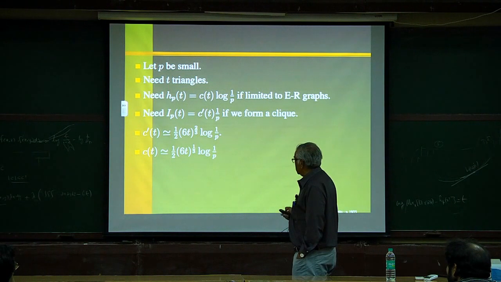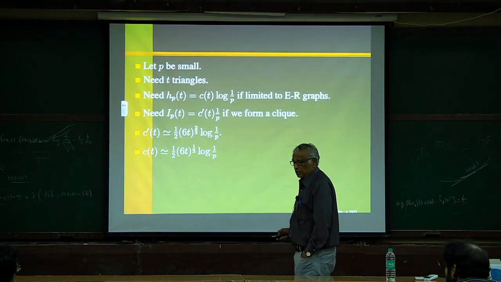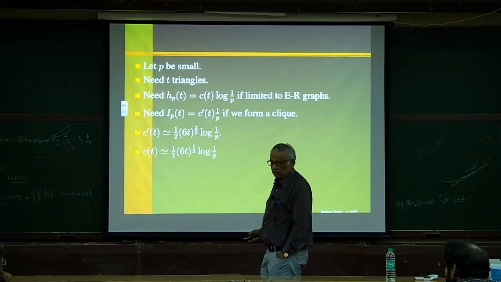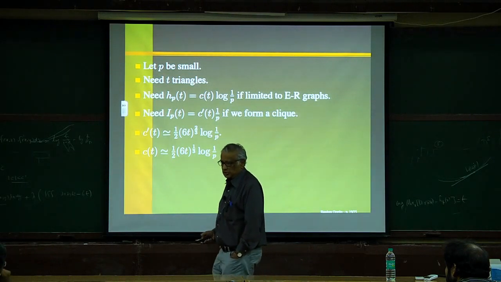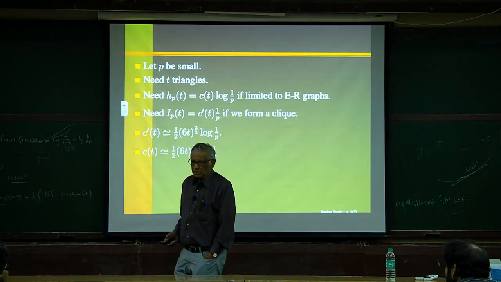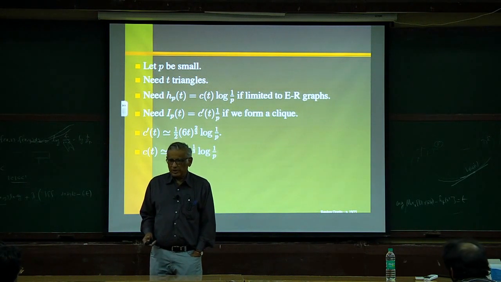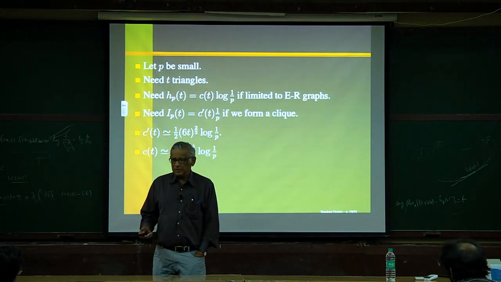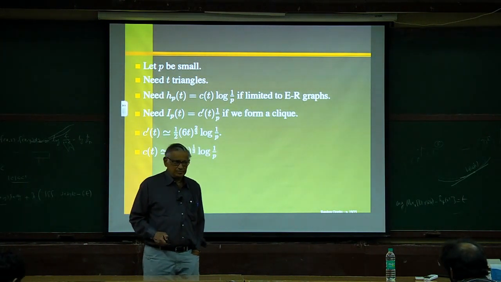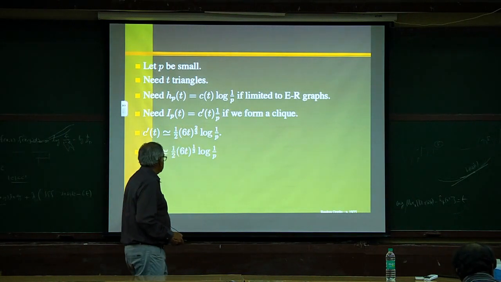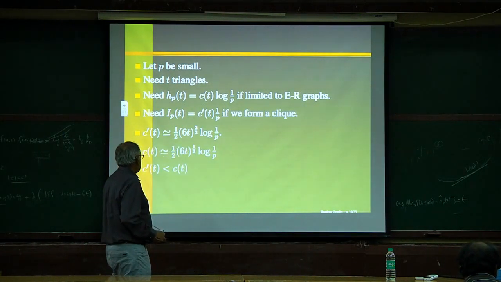Of course, this is only asymptotic as p goes to 0. So if p is sufficiently small, you tend to have a clique rather than just increase the number of edges. C prime is less than C.